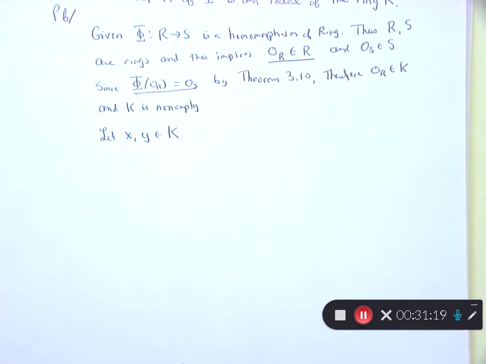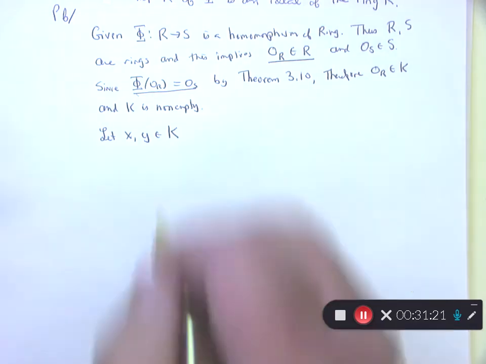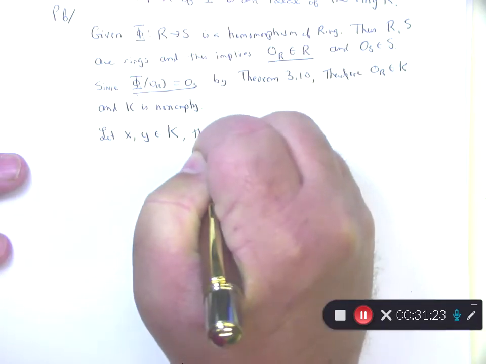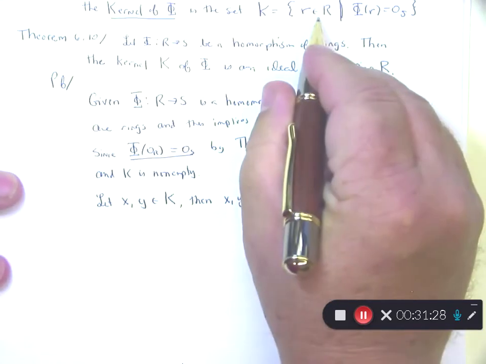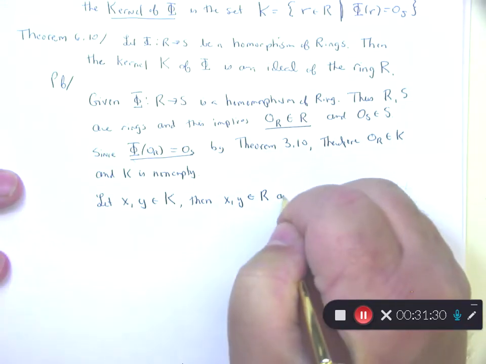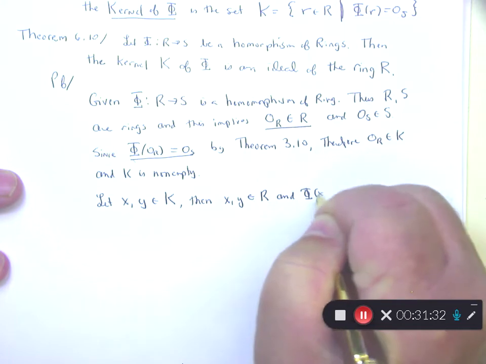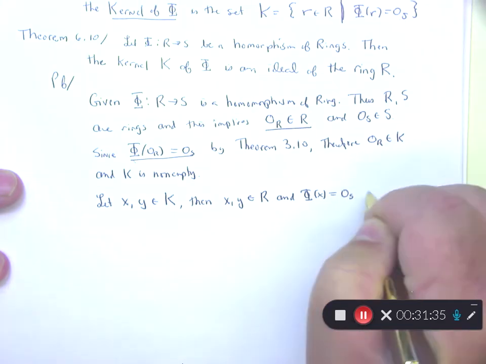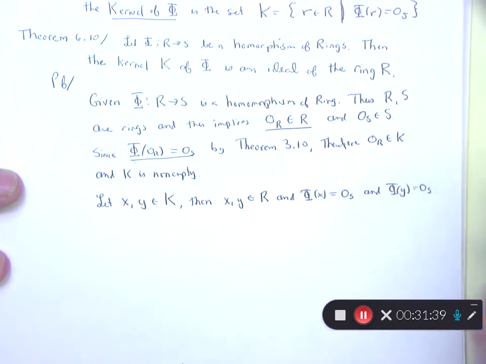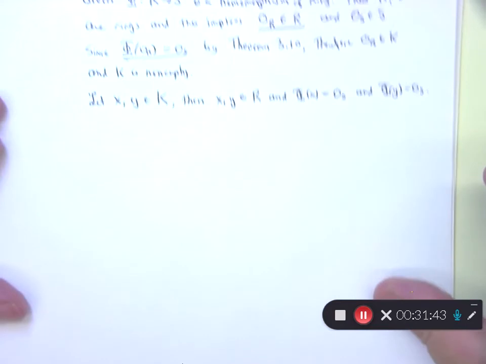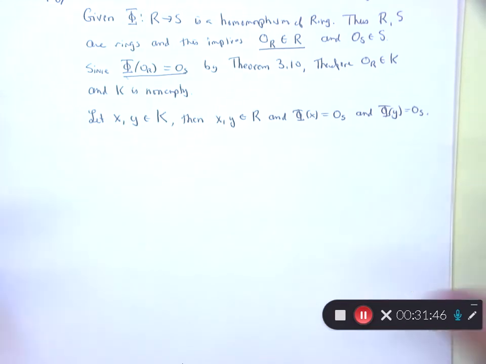Let x and y be an element of K. What does that mean? Then x and y are elements of R. That's where you come from to be inside of K. And they have the property that phi of x must be equal to 0 in S, and phi of y has to be equal to 0 in S. That's what it means to be inside of a kernel of a homomorphism.